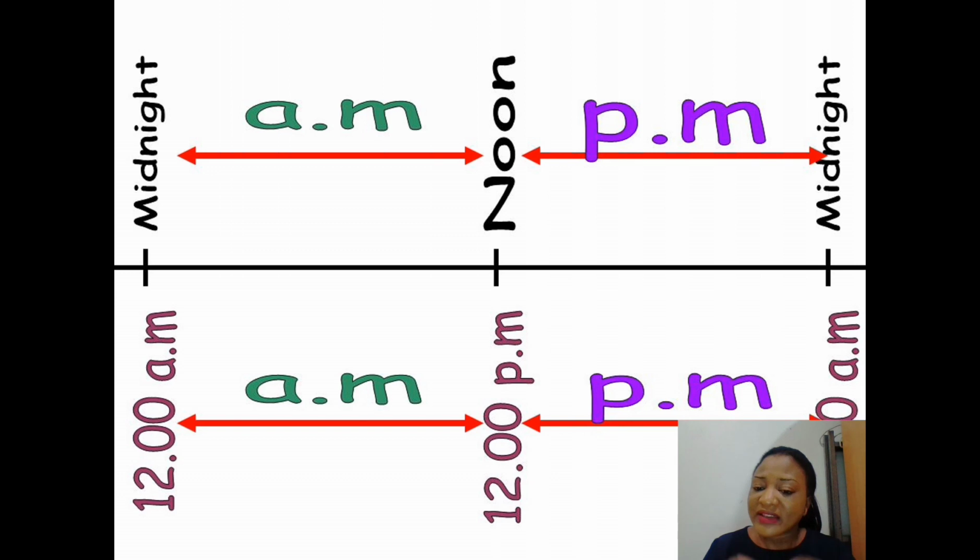And next, I let them understand the differences. 12 a.m. is midnight. And I let them know that from 1 minute past 12 until 11:59, it's a.m. And from 12 p.m., which is also known as noon, until 11:59, that is p.m. So I let them know the difference between a.m. and p.m. A.m. is in the morning, p.m. is in the evening. Next slide.